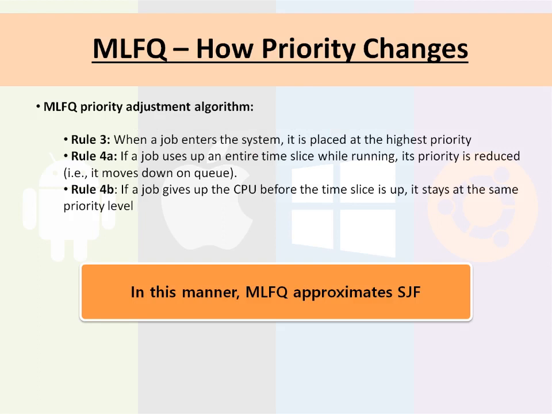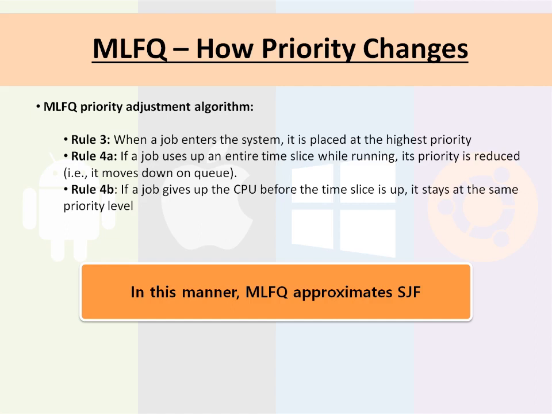Now, the priority of these processes aren't fixed, but they are changed periodically, and this is based upon our priority adjustment algorithm. And all this does is increase our number of rules from just those 2 to now 5. So rule 3 says that, well, when a job enters the system, it is placed at the highest priority. So initially, when a job is first loaded into memory and placed on our process list, it is given the highest priority.